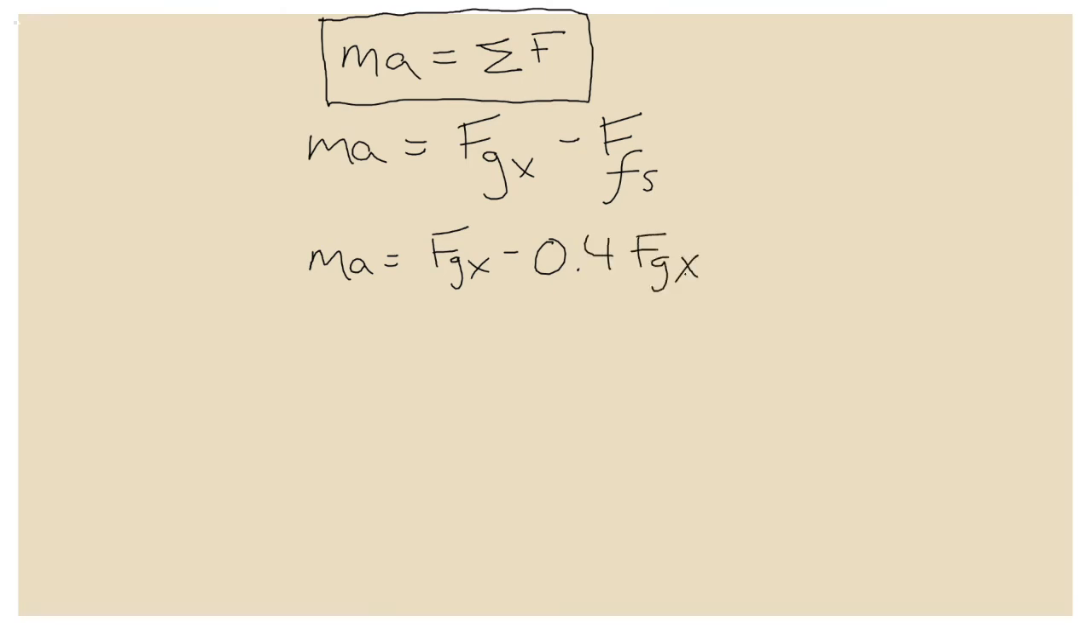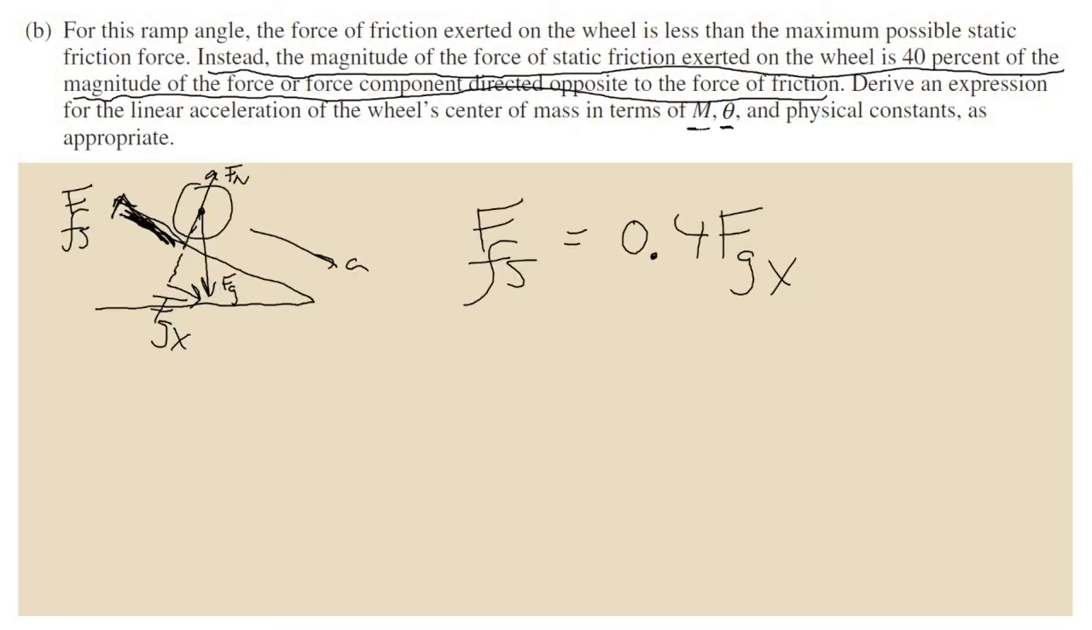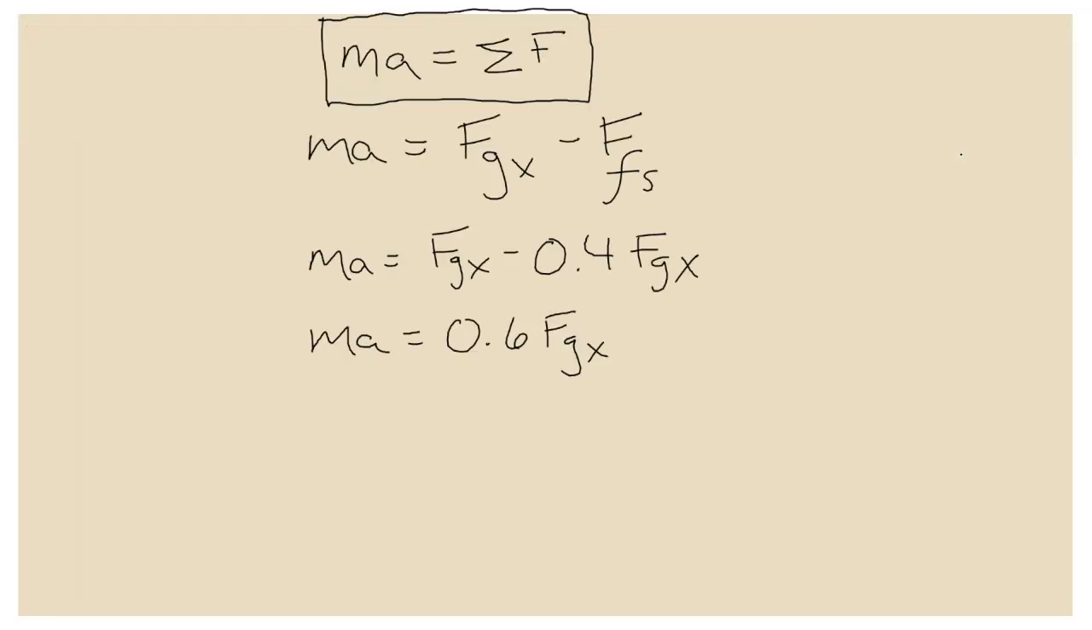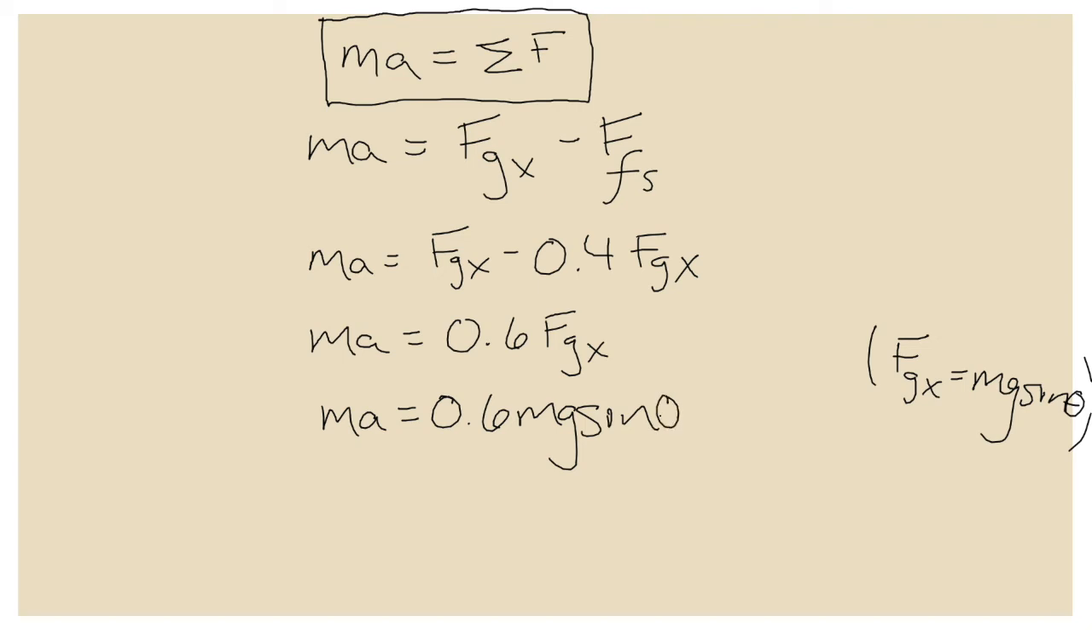And now I hope you see where this is going. Now we have two like terms. One FGX minus 0.4 FGX, and 1 FGX minus 0.4 FGX is 0.6 FGX. Now all we have to do, since the problem specifically told us to do this in terms of m, theta, and other physical constants, is sub in our equation for FGX. I hope you remember FGX is going to be equal to mg sine theta. Remember, it's not a cosine because sine and cosine switch on an inclined plane. So we have ma equals 0.6 mg sine theta.